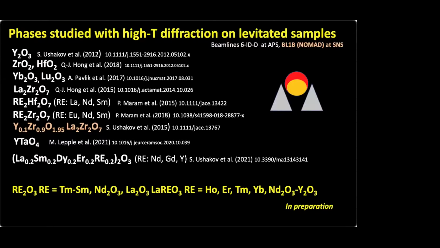After our first work on yttrium oxide, we used the levitator at APS for 3 more sessions and collected data for a number of compounds, mostly rare earth oxides, zirconates, and hafniates. We also did experiments on the levitator at NOMAD at the Spallation Neutron Source, and that was limited to lanthanum zirconate and yttria-stabilized zirconia.